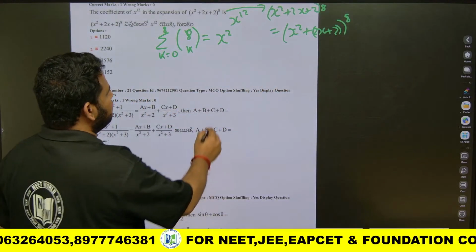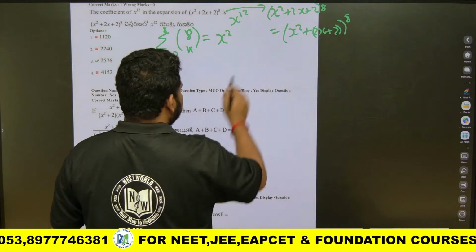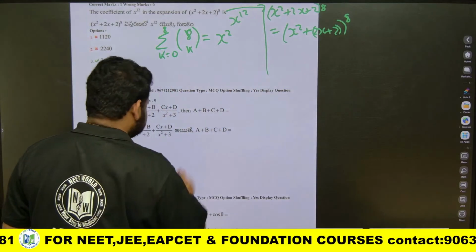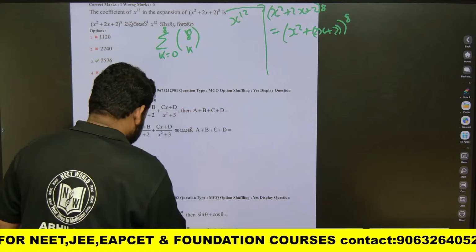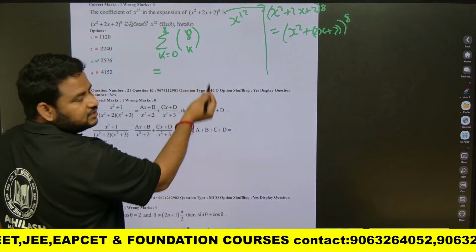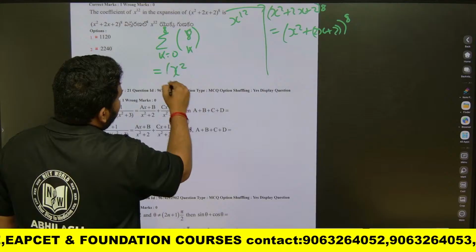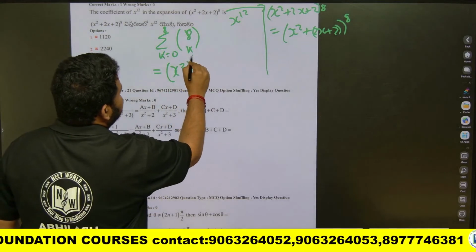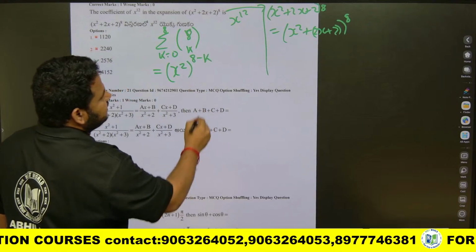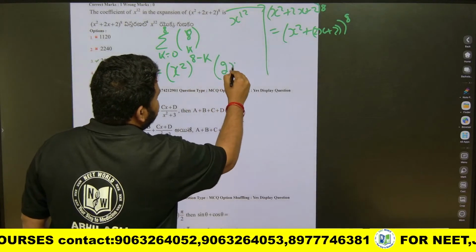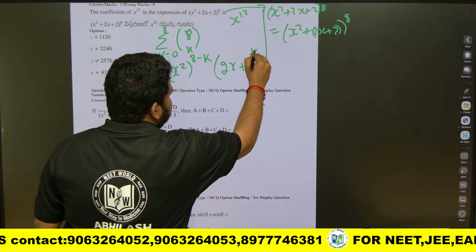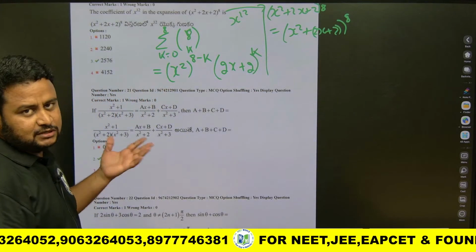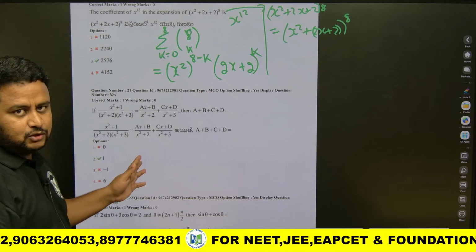So this gives me x square to the power of 8 minus k into 2x plus 2 to the power of k. This is what I get. Now I have to put different values of k. Okay, k I have to put 0, 1, 2, 3, 4.